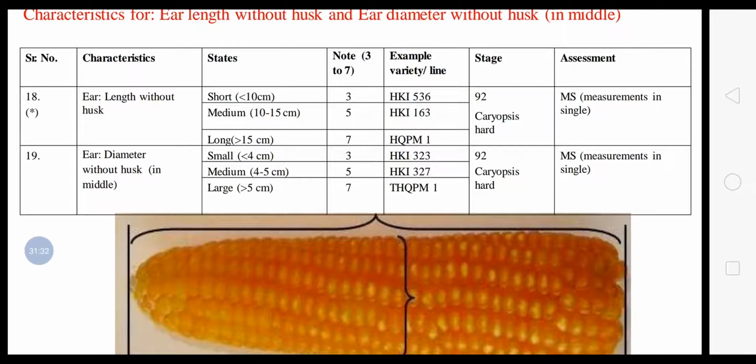The 19th characteristic is ear diameter without husk. We took length, now we are taking the diameter. Small is less than 4 centimeter, medium is 4 to 5 centimeter, and large is more than 5 centimeter. Small is scored as 3, medium as 5, and large as 7. For small, example is HKI 323, medium is HKI 327, and large is HQPM 1. The stage studied is caryopsis hard, that means after the physiological maturity of a plant, and measured in single cobs.